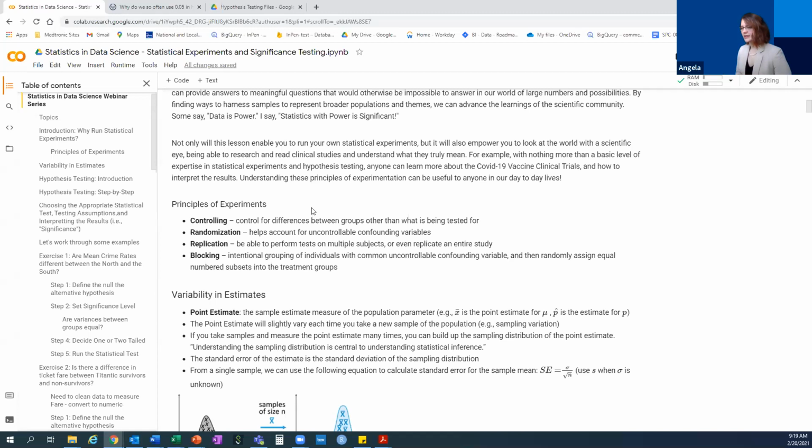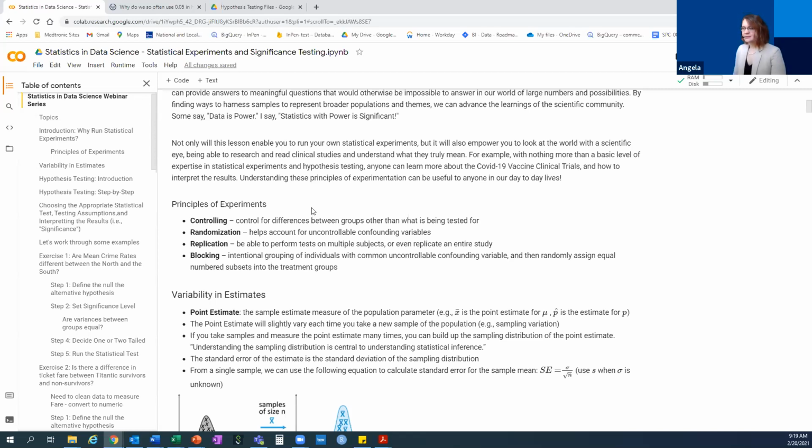Next, you have replication. So this is the concept of being able to perform your tests multiple times, whether that means sending different subjects through a similar experiment in the same exact way, or if it means replicating your entire study. If you perform a study next month, you should be able to perform the exact same study with the exact same structure in 12 months. And that's obviously important for solidifying your evidence.